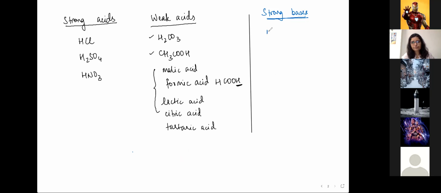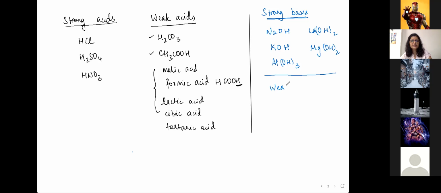Strong bases, you have your NaOH, KOH. So basically, Al(OH)3, yes. So basically, if you have highly reactive metals' hydroxides, that is going to be a strong base. But if you have a mid-range, like medium reactive metal, then that will fall under a weak base. Like sodium, potassium, calcium, magnesium, all of these are basically reactive metals. So their hydroxides are going to be quite strong.